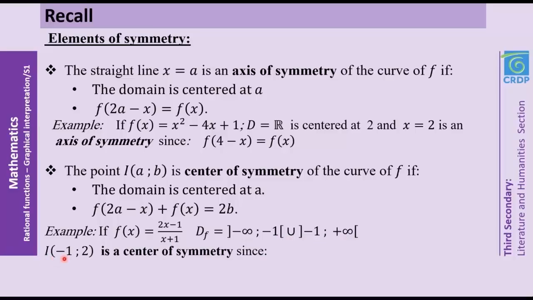I of abscissa minus 1 and ordinate 2 is the center of symmetry for this curve because the domain is centered at minus 1 and f of 2a, which is 2 multiplied by minus 1, minus 2 minus x, plus f of x equals 2 multiplied by 2, which is 4.